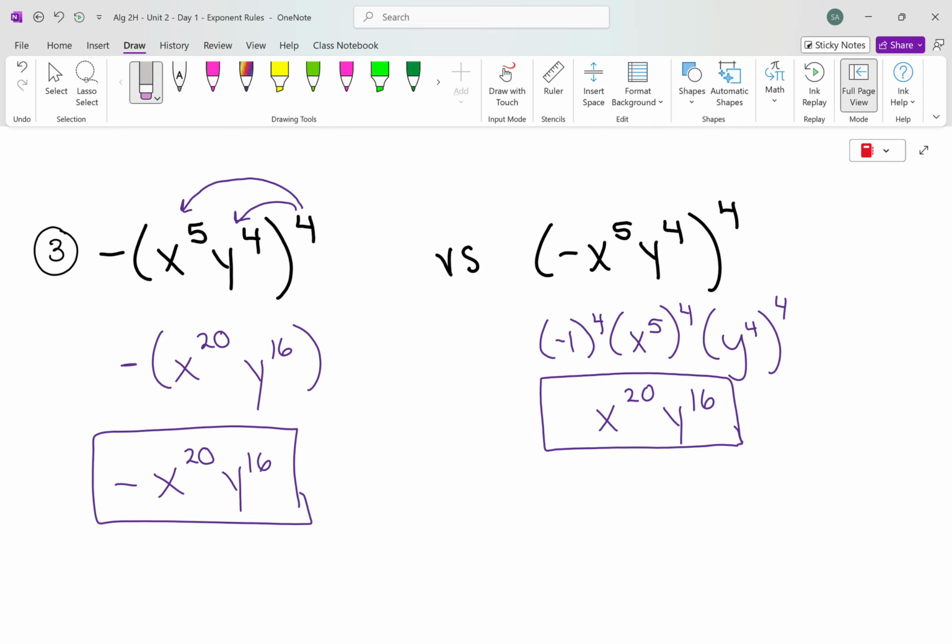Do I need that 1 in front? No. If you wanted to put it, is it okay? Yes.